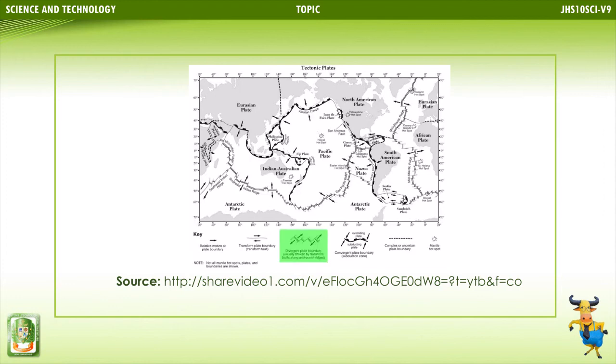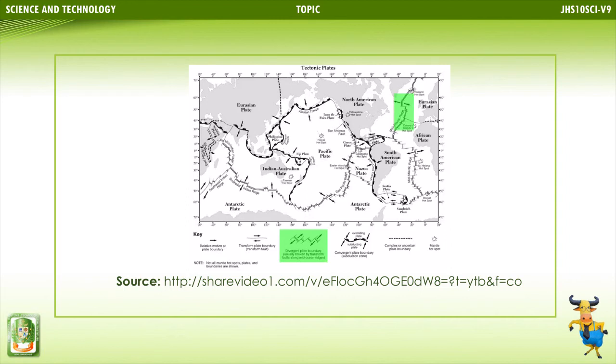So if we look at our reference table, here's the symbol for divergent boundaries. And again, the most common one is probably the one that spans the Atlantic Ocean, the Mid-Atlantic Ridge, right through here. It actually extends all the way down south. But that's probably the best example, although you see them all throughout the oceans of the world.